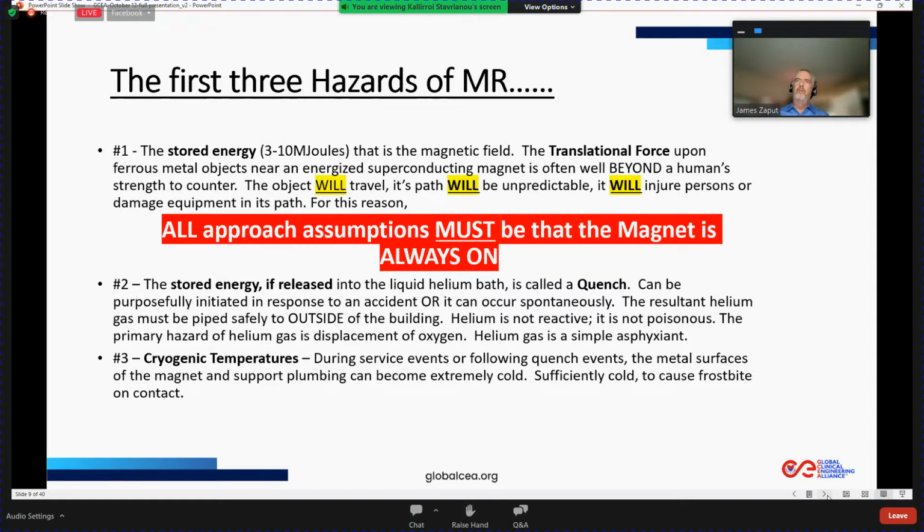But if there's a person involved, if there's human injury involved, don't think twice, immediately quench the magnet, turn the field off, and respond to the crisis.